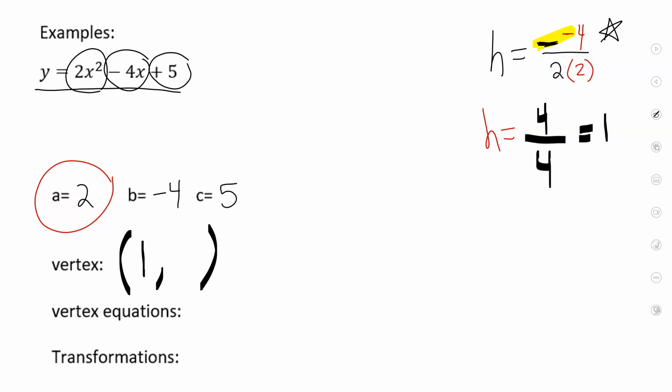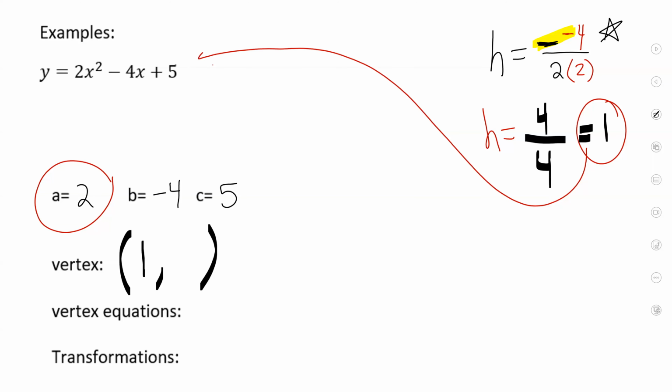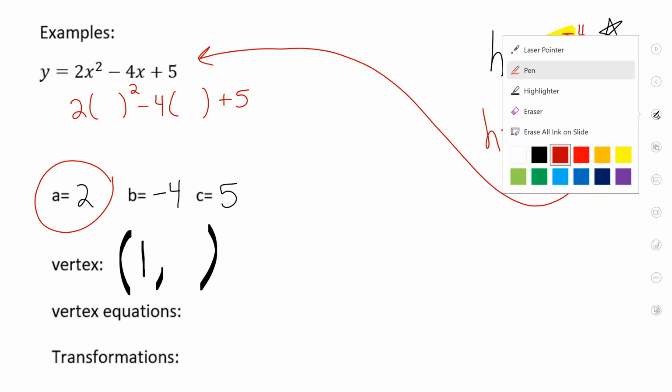Now that we found the h value, let's go back and find the k value. The way that I do this is I'm going to plug it back into my original problem. So I'm going to put this number into my original problem. So I'm going to have 2, and instead of an x, let's just put parentheses there for now. Okay, do you guys see how I just copied it down again? Instead of x's, I put parentheses. Now, what do I put inside of those parentheses? 1. So guys, I'm going to go ahead and put 1s inside.